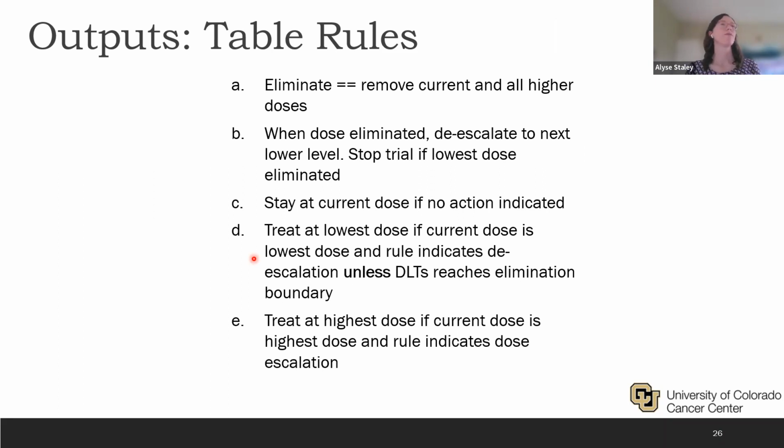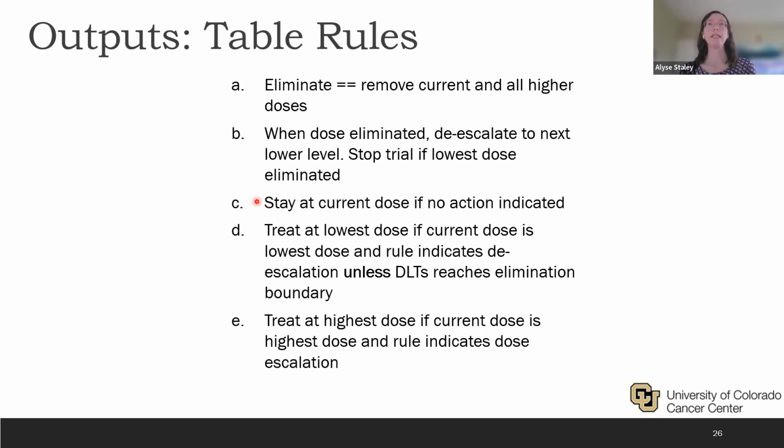Generally, the table is pretty straightforward to follow, but there are some cases where it's helpful to refer to a set of table rules. When the table indicates elimination, that means the current dose needs to be removed from the trial as well as all higher doses. And when a dose is eliminated, the next cohort of patients must be de-escalated to the next lower level. But if the lowest dose is eliminated, the trial needs to be stopped.